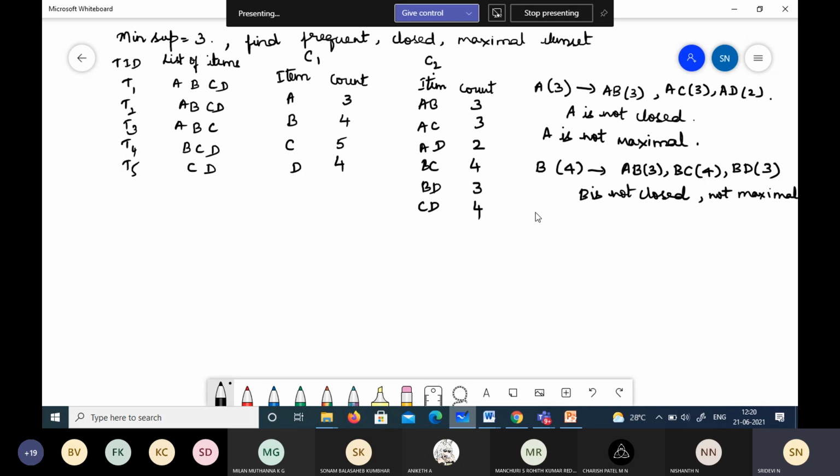If we consider item C with count 5, what are the supersets you can have here? Immediate supersets are the sets which include this item C. Which should I list under the immediate supersets of C? AC, BC, CD. Yes, AC with count 3, BC with count 4, and CD with count 4.